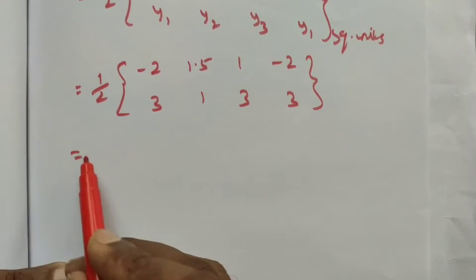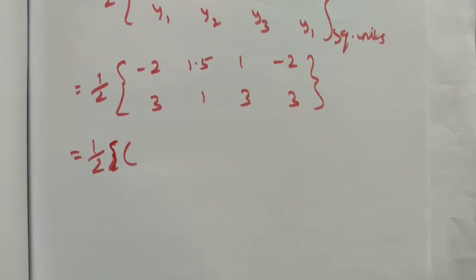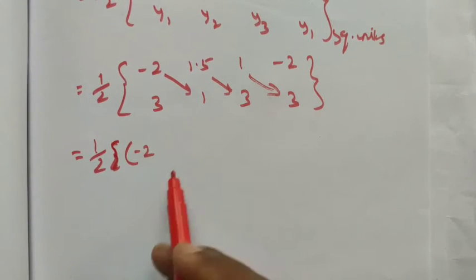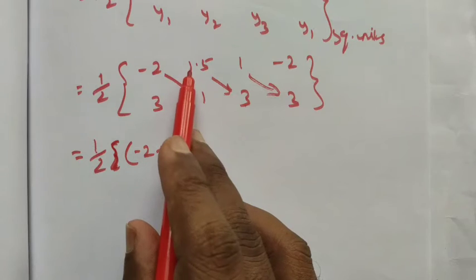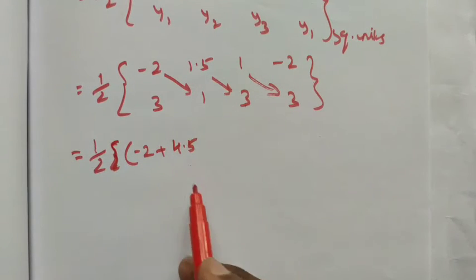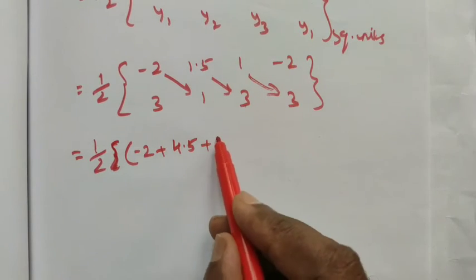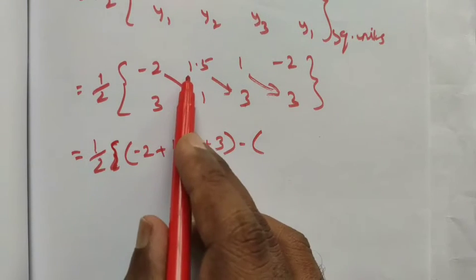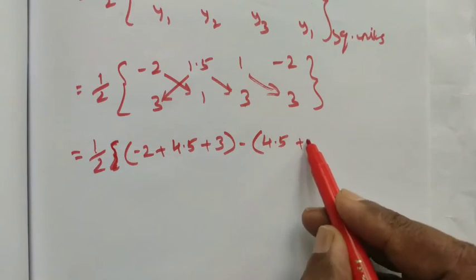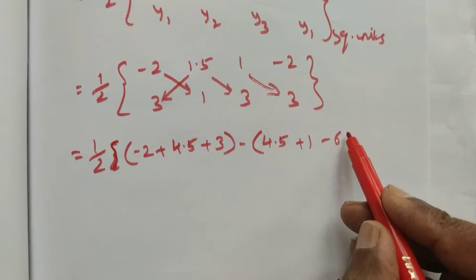Next we have to multiply this term. It is half into, now multiply like this. 1 2s are 2, minus 2. Here we have plus 3 into 1.5 is 4.5, that is 3 15s are 45. That is 4.5 plus 1 3s are 3. Minus of the second term. 3 into 1.5 is 4.5. 1 ones are 1. Here minus 6.